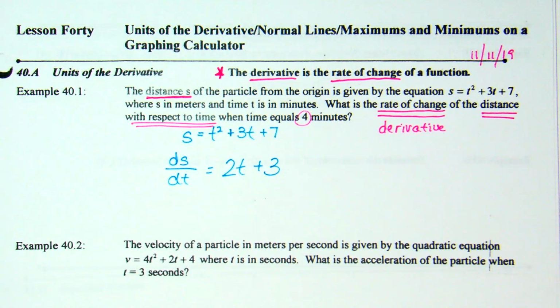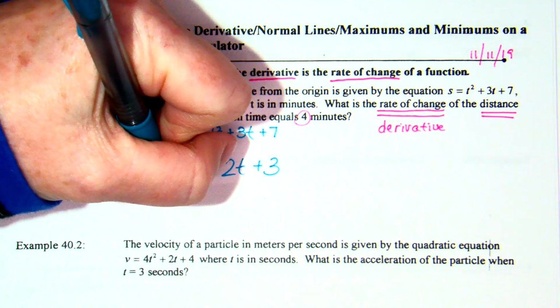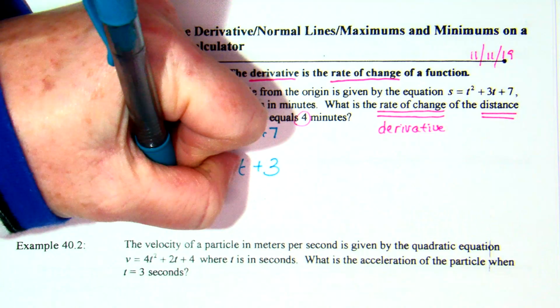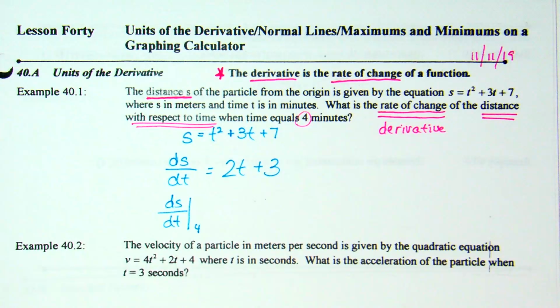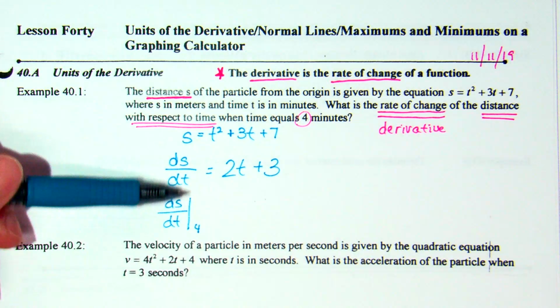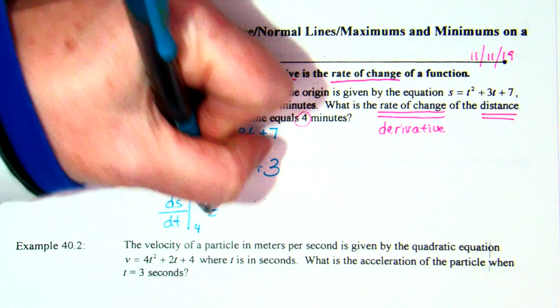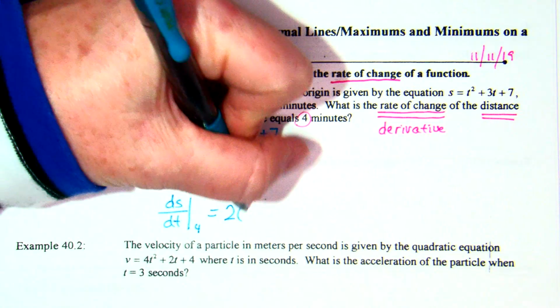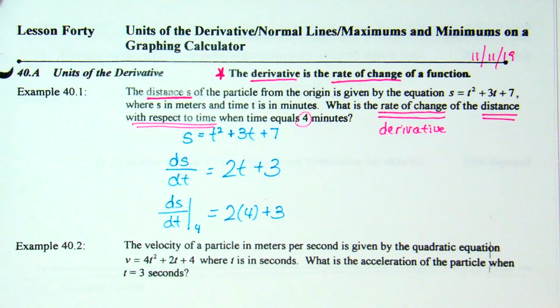So what am I going to do now with that derivative? Plug in 4. Notation-wise, I'm going to do ds dt evaluated when t equals 4. You'll notice that vertical line afterwards is just saying when, or evaluated at, t equals 4. So mathematically, 2 times 4 plus 3 is 11.